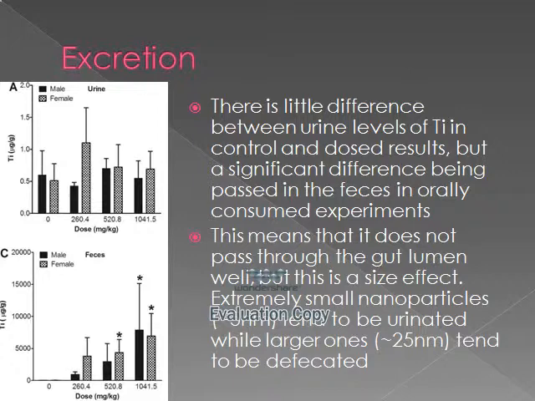Based on studies with oral consumption, there is little difference between the levels of titanium in urine and control the dose results, but there is a significant difference between that and the feces. This means that it does not pass through the gut lumen well, but there is also a size effect. Extremely small nanoparticles tend to be urinated, while larger ones tend to be defecated out.